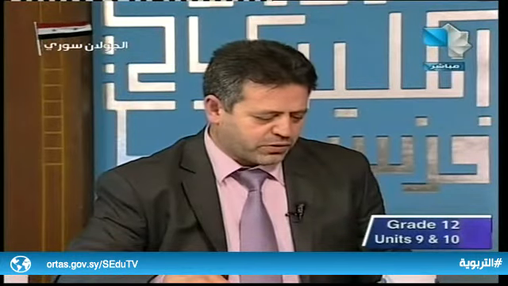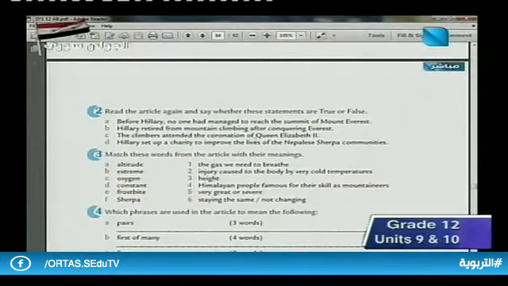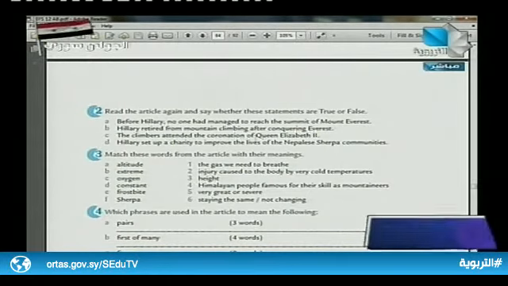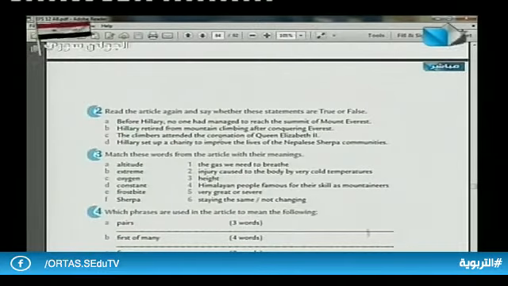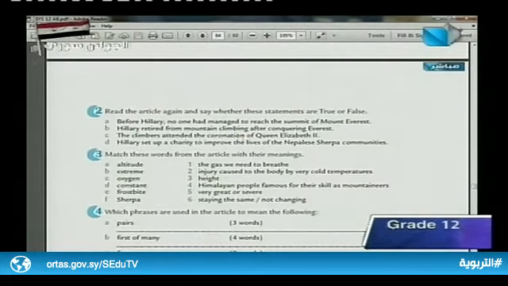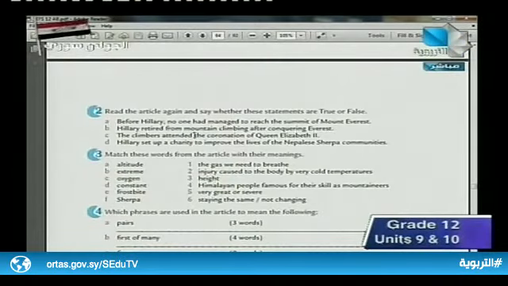Mr. Mazin, what about sentence C, please? The climbers attended the coronation of Queen Elizabeth II. It's false because at the time when the coronation took place, the climbers were climbing Everest. They were not in England. So how can we correct it? We can say the climbers did not attend, or the climbers were climbing Everest when the coronation took place, or they arrived after the coronation of the Queen. Yes, that's true. So we have different ways.